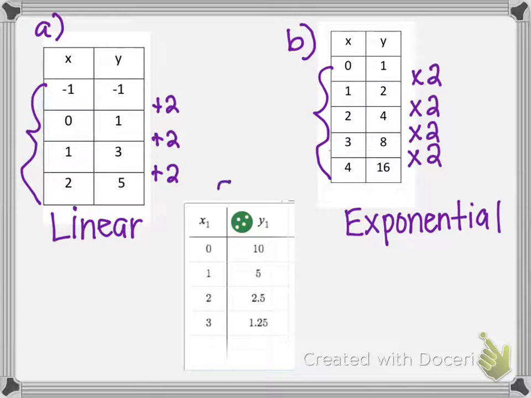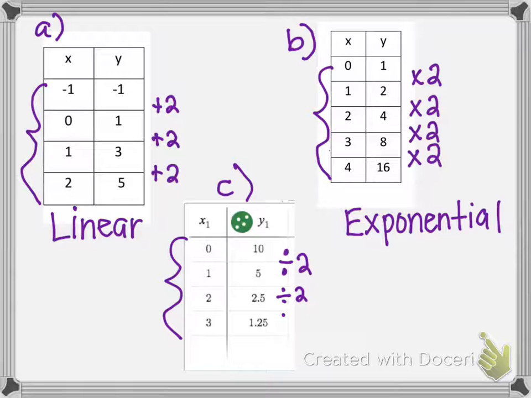Same thing, we'll call this table C. Now, the only difference here is when I look at my y values, I see that they're going down. So everything we've kind of looked at so far has been increasing. So the relationship that I see here is I see that it's dividing by 2.